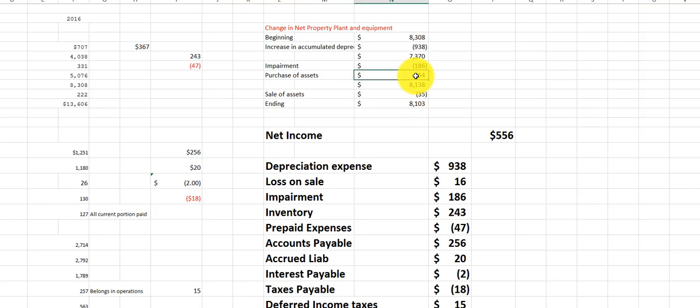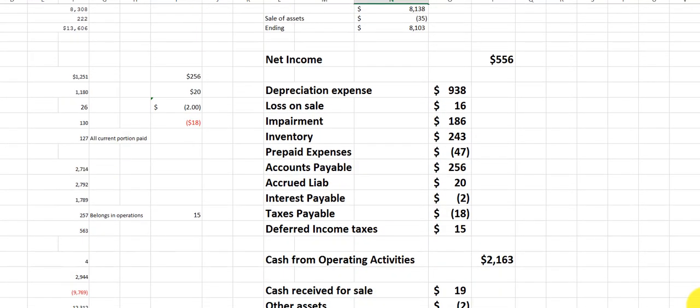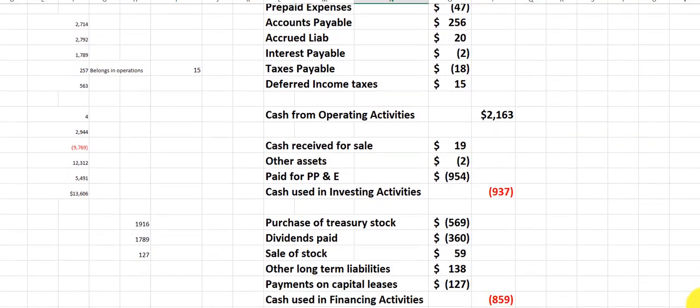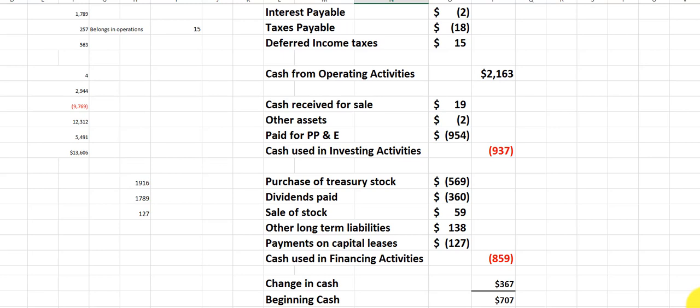So if you take the 954 out, and this is all in formulas, you'll be able to figure out what the ending would be without the purchase of new assets. And then you can just plug in a number until you get the right ending net property, plant, and equipment. So that's how you get to the 954. You could calculate that as well a couple of different ways, but that's the basic idea.